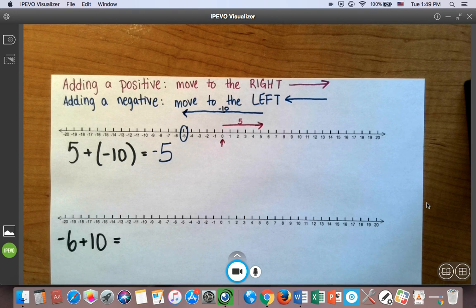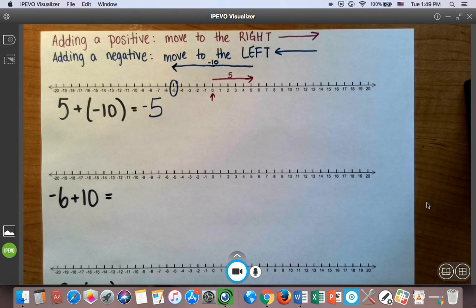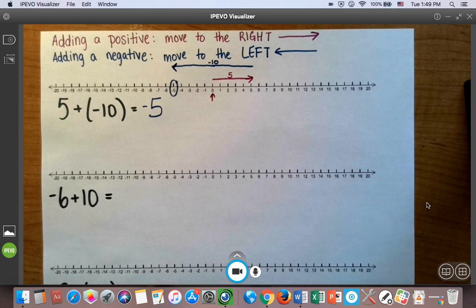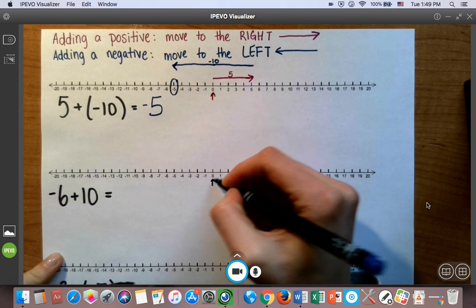For the next one here, really similar. We have negative 6 plus 10, negative 6 plus positive 10. Again, I'm going to be starting at 0. Always, your starting point is 0.